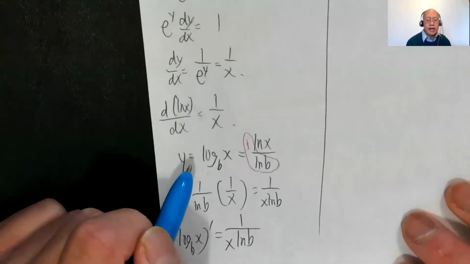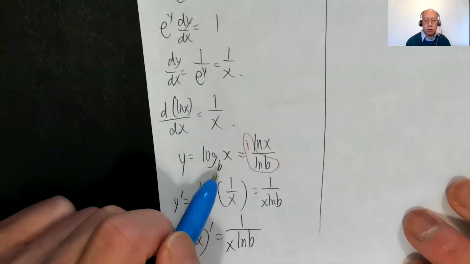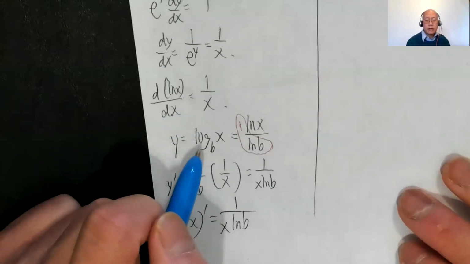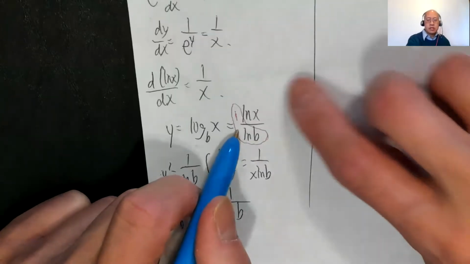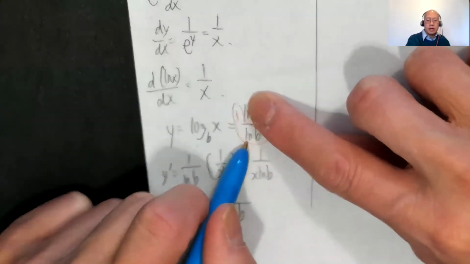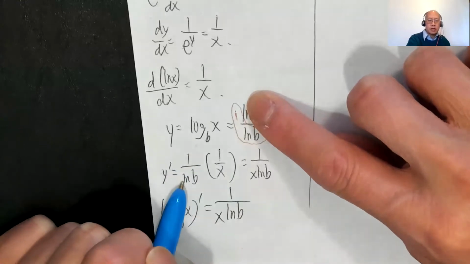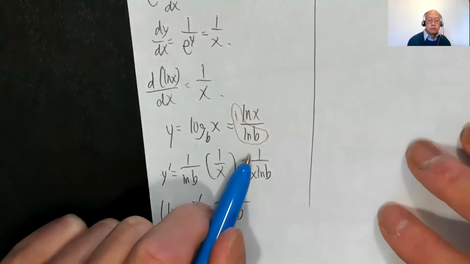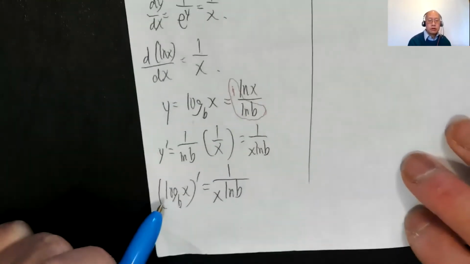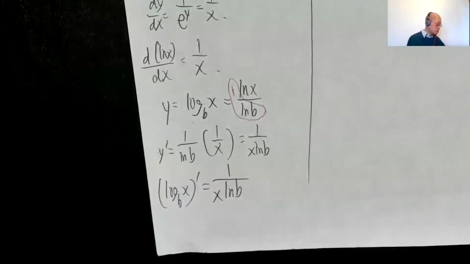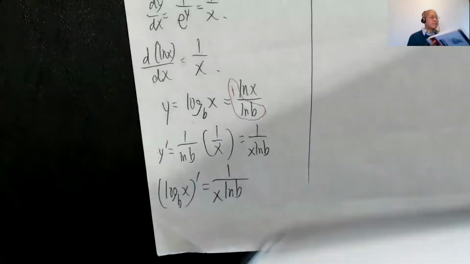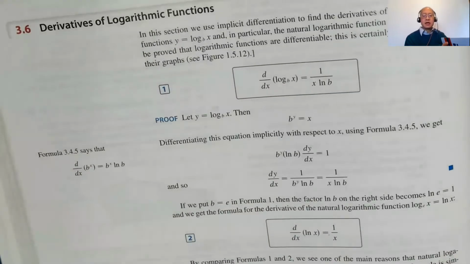Okay, what if I have a log to any other base, log base b? Well, we have a property of logs that I can rewrite this as ln x over ln b. So think of this as a coefficient of 1 over ln b. Therefore, y prime is 1 over ln b times 1 over x, 1 over x ln b. So the derivative of log base b of x is 1 over x ln b. And the best base is base e.